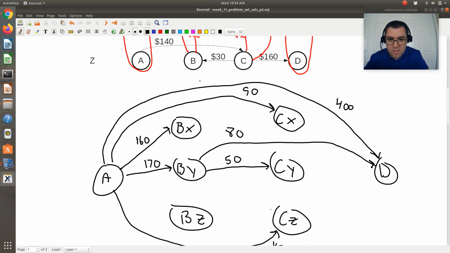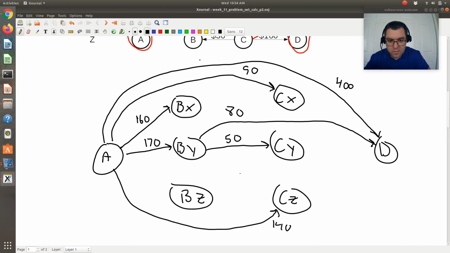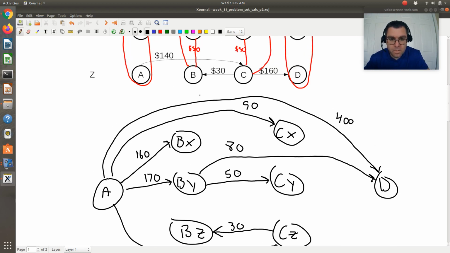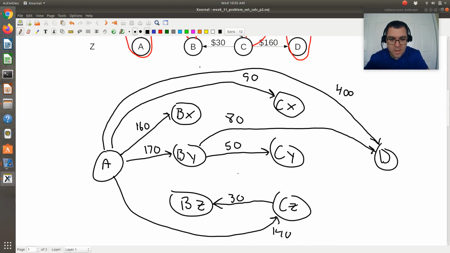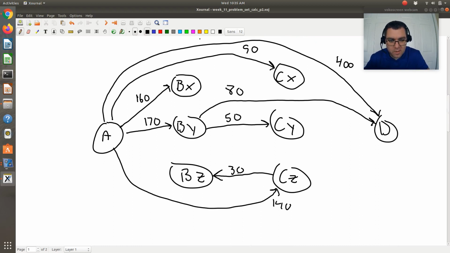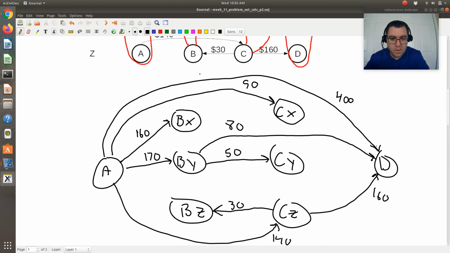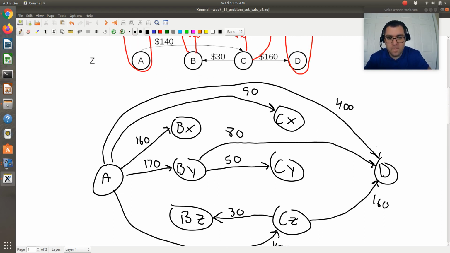I can go from C to B, which is $30. And I can go from C to D for $160. Okay, now come in all of our potential transfers. Okay, and I'm going to draw my transfers in red just to make them clear.